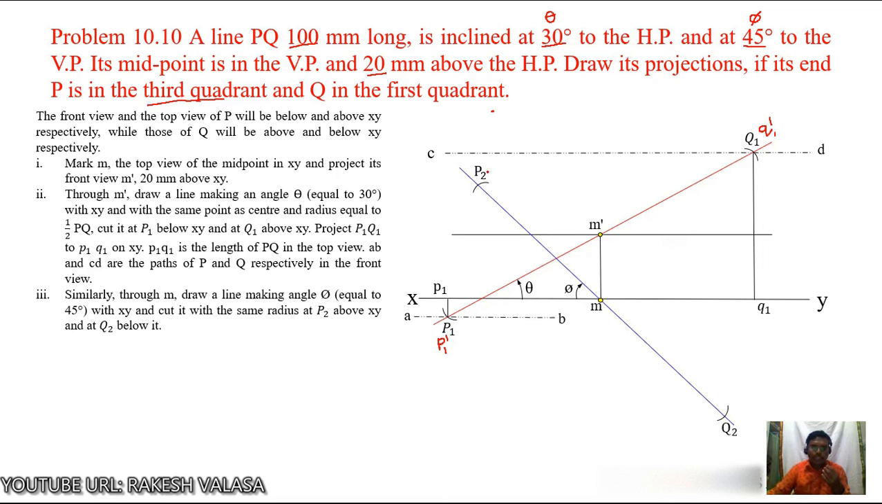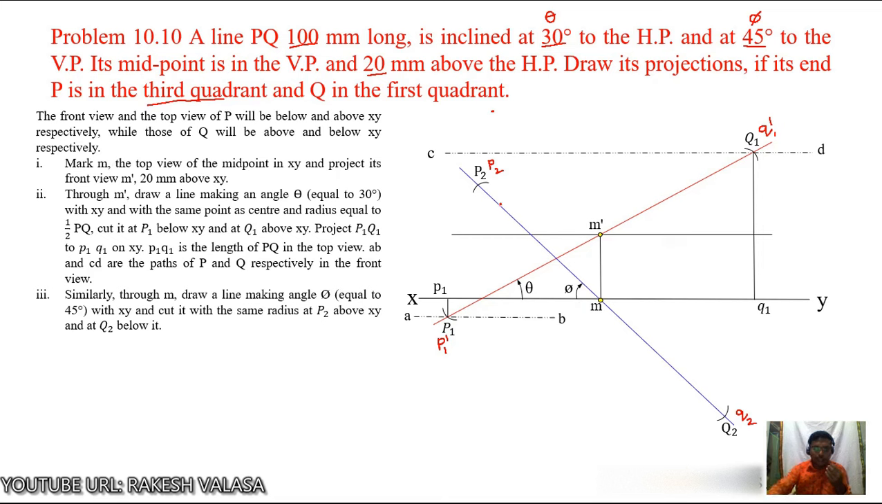You can also take this as small p2 and this as small q2. Here P2 and Q2 is the initial top view. Here phi is 45 degrees.